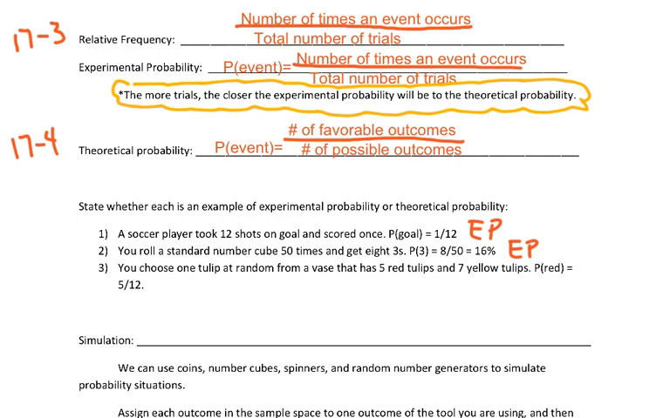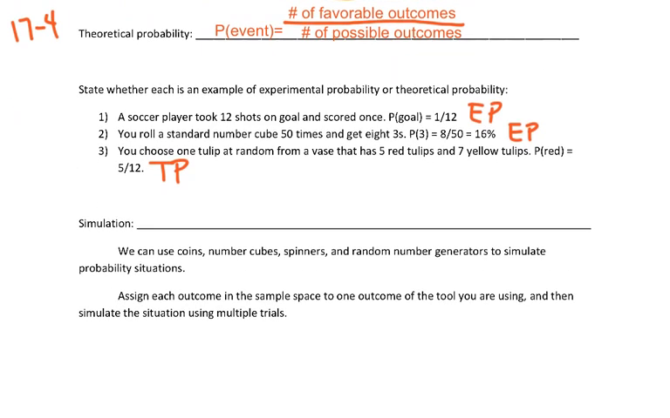Number 3, you choose one tulip at random from a vase that has 5 red tulips and 7 yellow tulips. So the probability of red is 5/12. So it does not give you information about what you actually chose. So based on just the pure numbers, the probability is 5 out of 12, and therefore that is theoretical probability. If you need any explanation, please see me about that. Alright, let's move on to what a simulation is. A simulation is a model used to find probabilities.